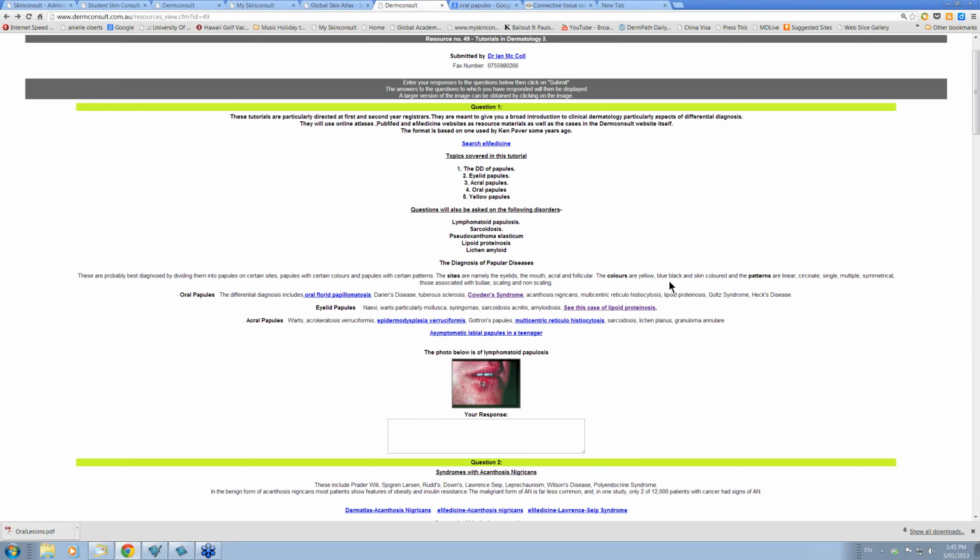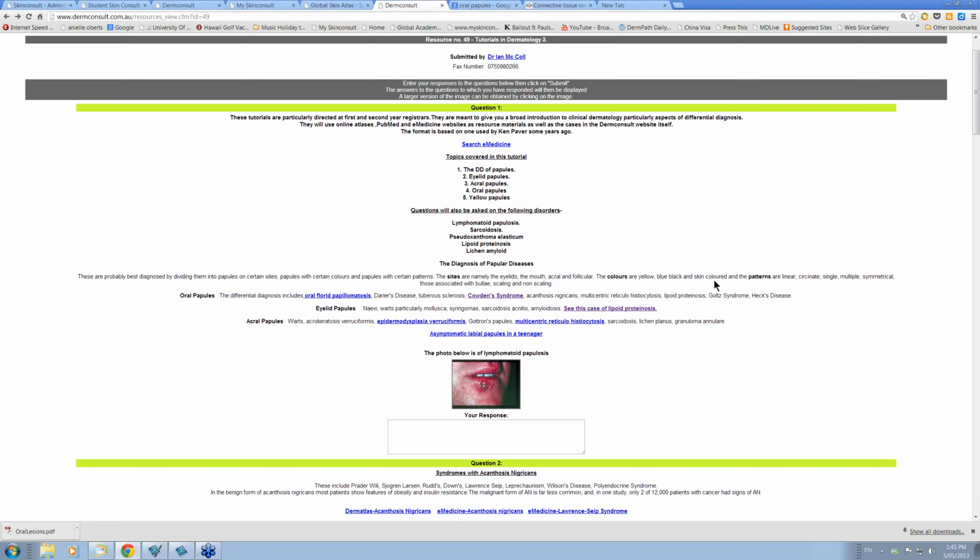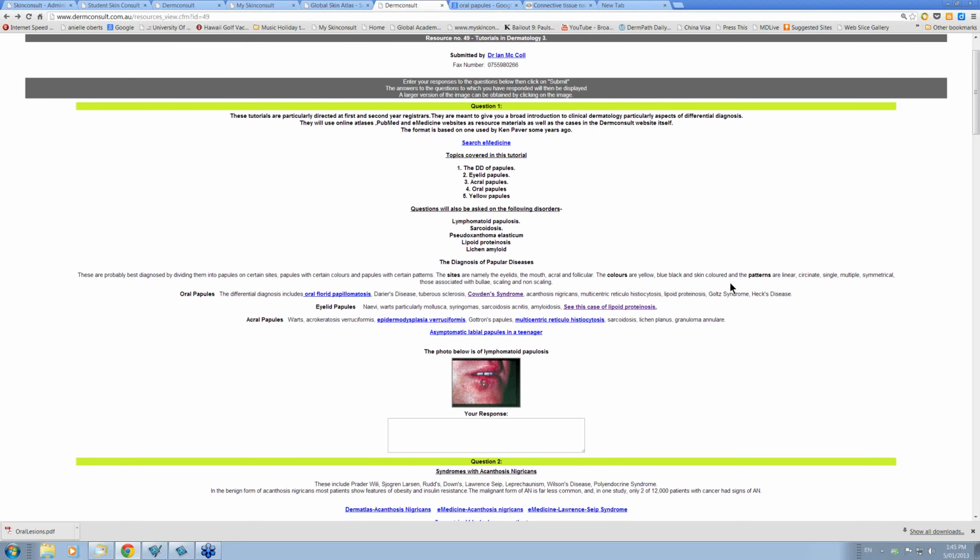Blue-black papules, oh God, there's lots of those. I don't know if it really helps me to go into those. Skin-colored ones, there's lots of those as well. Often it's very difficult to diagnose skin-colored papules, and again, usually go by the distribution.